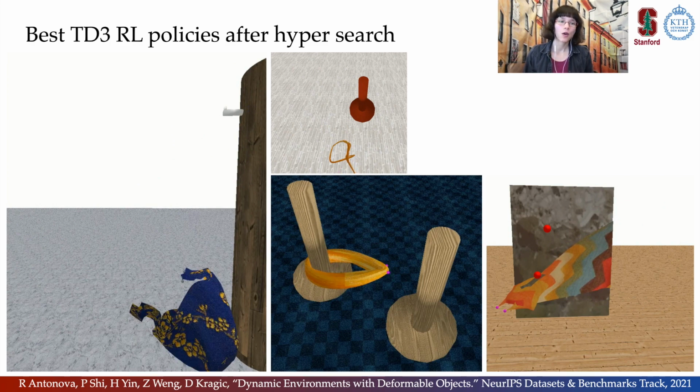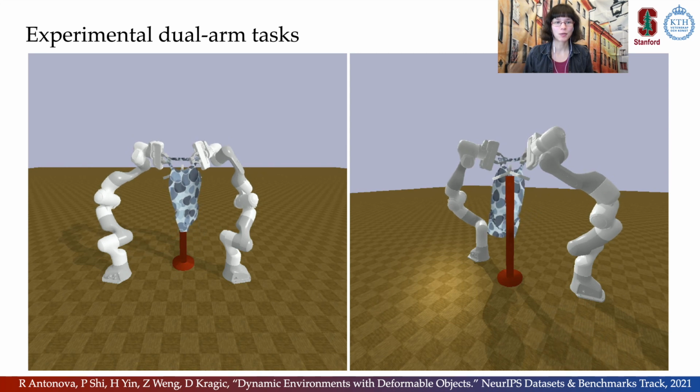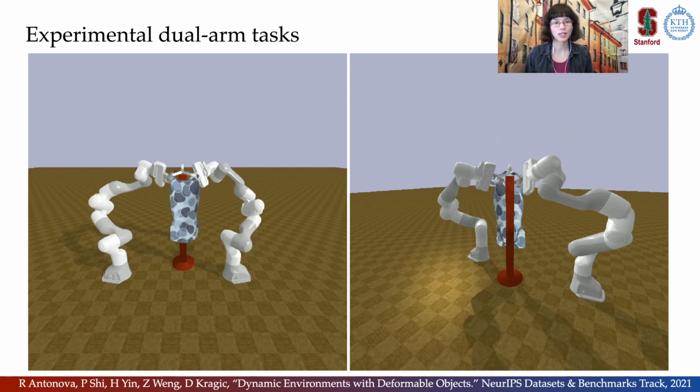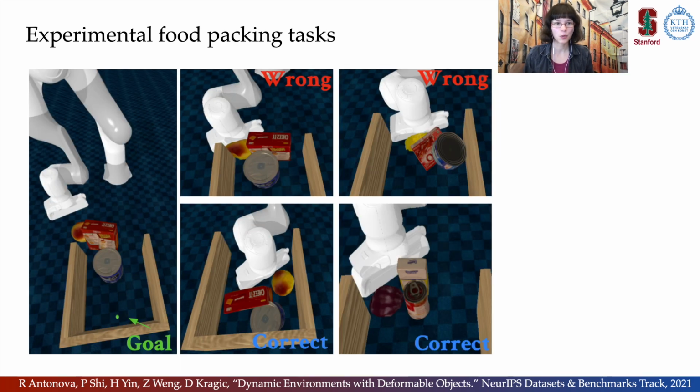We have also provided a set of experimental environments for those who are interested in experimenting with robotics setups, for example, dual arm task here with Franka robots, and tasks with food packing where you can load YCB objects and pack them into a small amount of space, with the objective being to not squish the fruit very much, which is the deformable here.